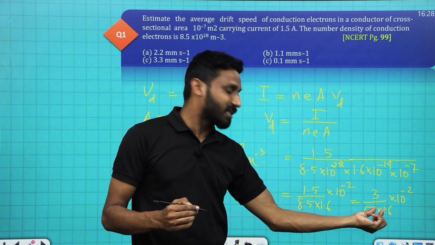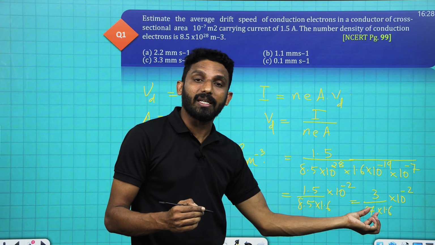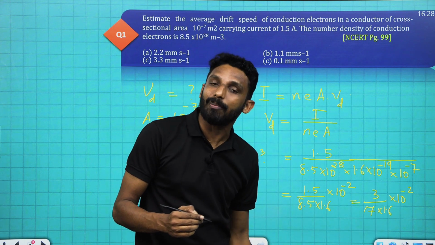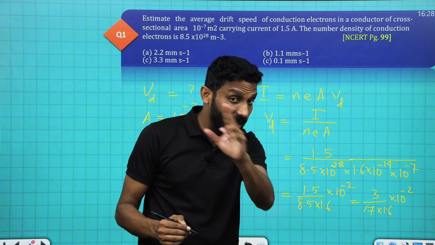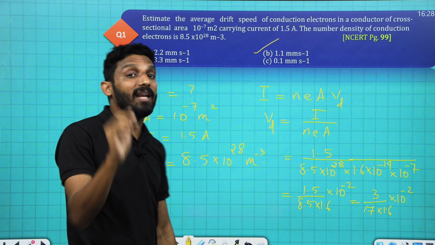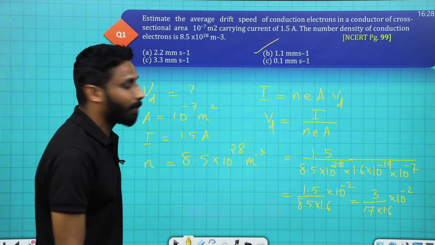17 into 1.6 is nearly 28. Then 30 divided by 28 is just greater than 1. And here the power will be 10 power minus 3, that is milli. Now the answer is 1.1 millimeter per second. Okay, 1.1 millimeter per second.